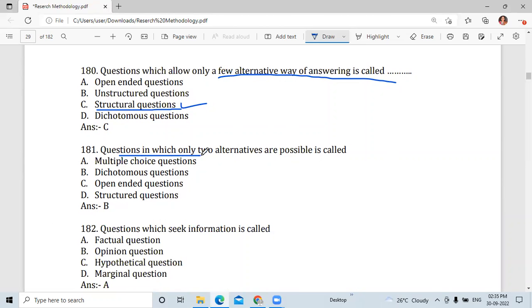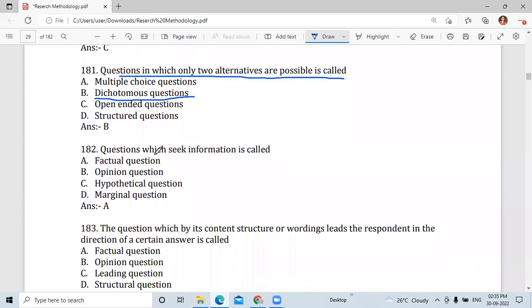Questions in which only two alternatives are possible are called what? Here, few alternative ways of answering is structured, but where only two alternatives are possible, that is dichotomous questions. Remember, dichotomous questions: two alternative ways.